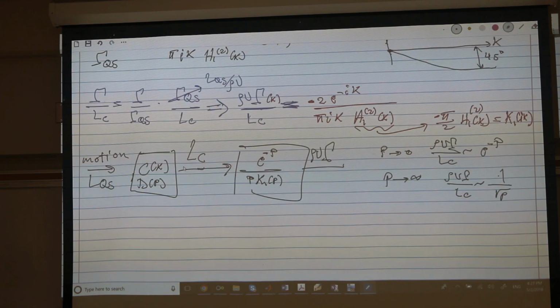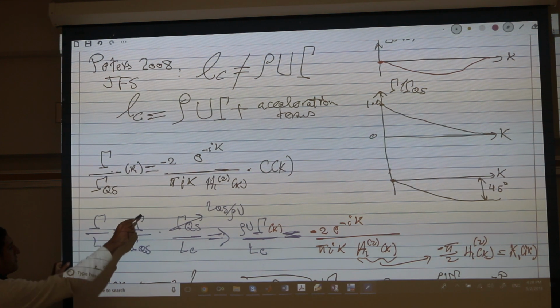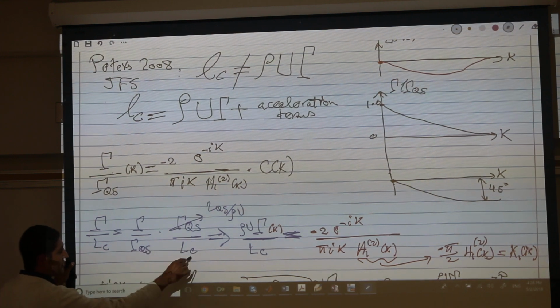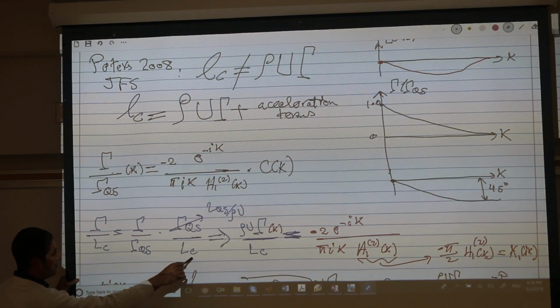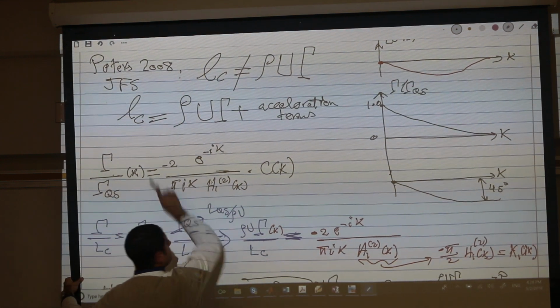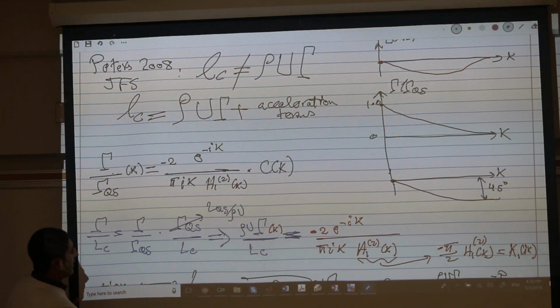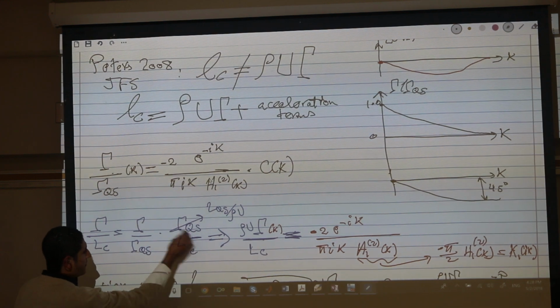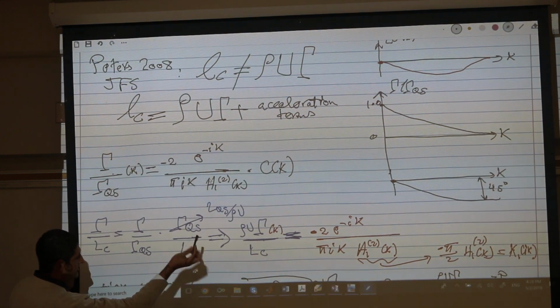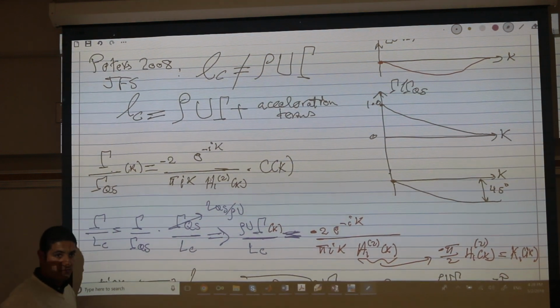Question. Yes. Can you repeat how you obtain gamma over the circulatory lift? This thing? Oh, here? Yeah. So gamma over lift is gamma over gamma quasi-steady multiplied by gamma quasi-steady over lift, right? This guy is the gamma transfer function. And this guy, the transfer function from gamma quasi-steady to lift, is the same as from lift quasi-steady to lift circulatory. The difference is just rho U.